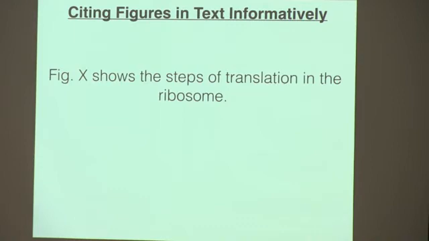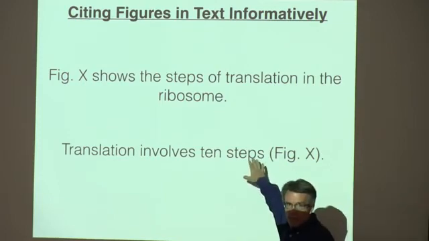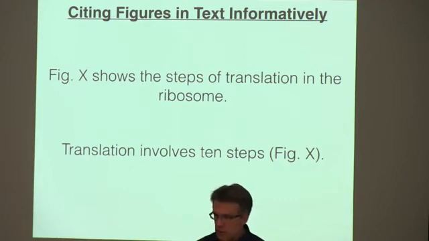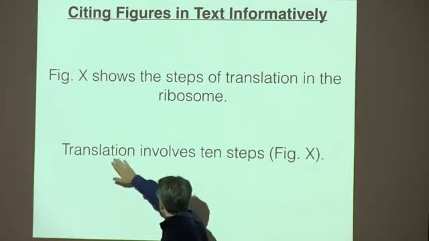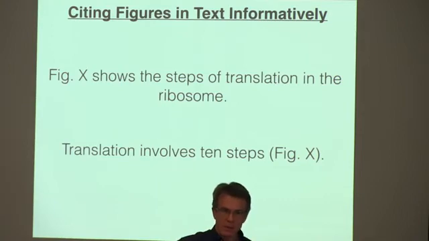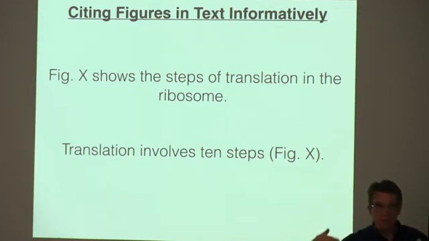You'll often see people do this. Figure X shows the steps of translation in the ribosome. Okay, that's telling them what they can find there, that if you go to figure X, you'll see that there's steps. But this is more informative: translation involves 10 steps. This is a message. My paper is a review of translation, how proteins are made, right? So I want the reader to go to my figure X, and I want them to be able to see that there's 10 steps involved. And there they'll get the detail about the 10 steps. Step 1 does this, and 2, and so forth. But I want them to know that it's an involved process. It's a detailed process. Okay, so that's one example.